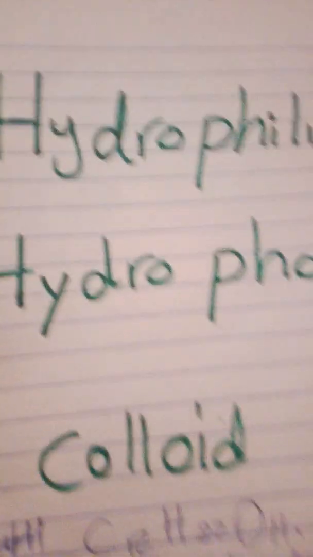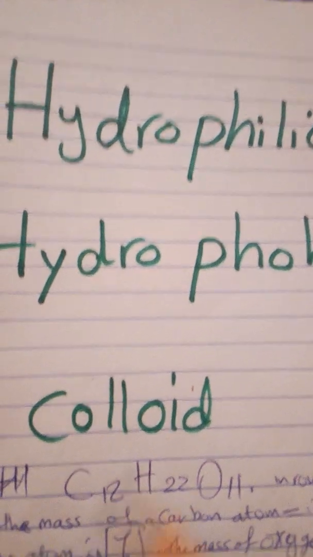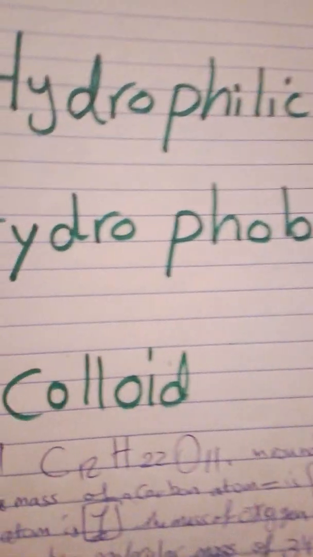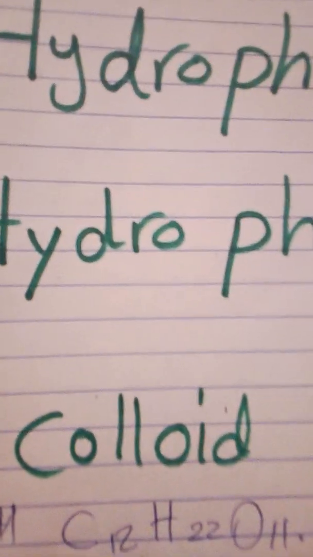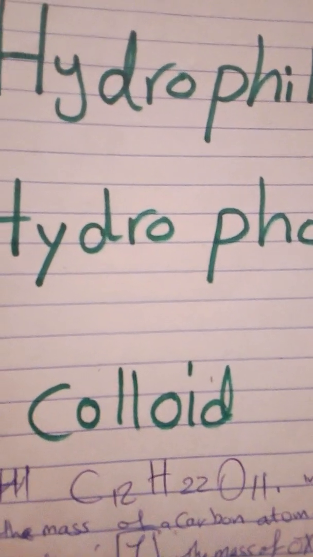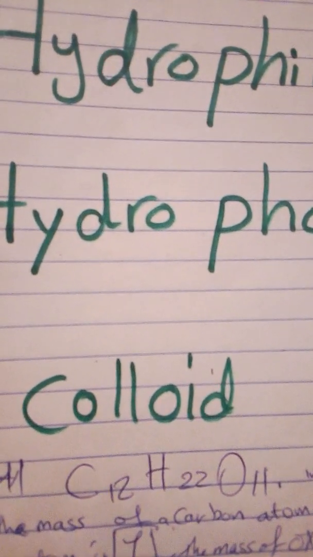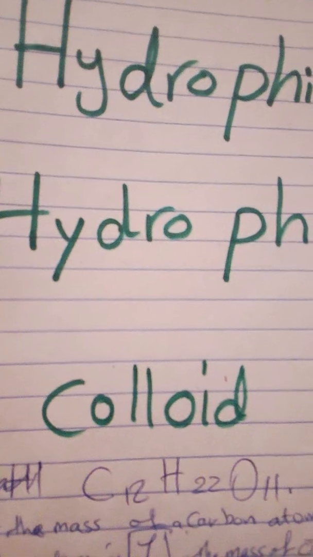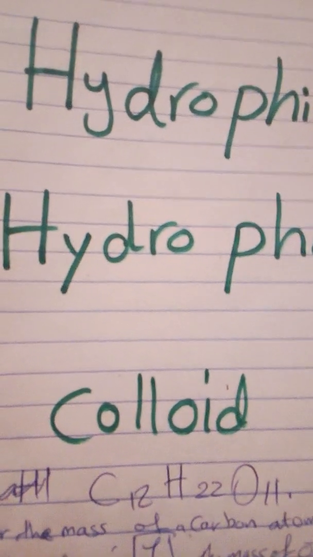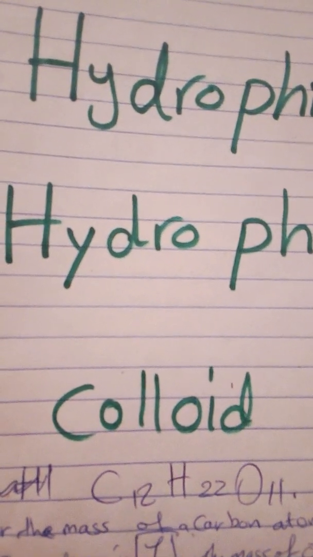Hydrophilic and hydrophobic. Whether ionic or polar, any substance that has an affinity for water is said to be hydrophilic, from the Greek hydro, water, and philios, loving.